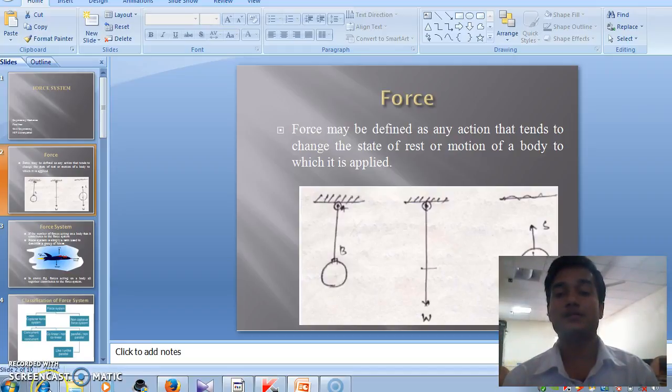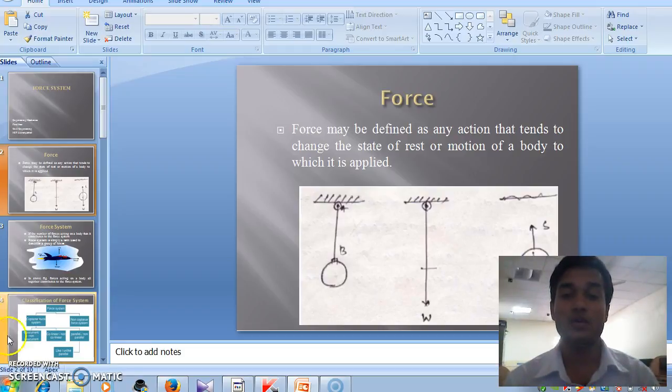If we consider a body that is in a state of rest, and a force is applied, then this action of force will tend to take that body into motion. While if we consider another body that is in motion, and a force is applied to it, then this force will try to retard the motion of the body. So these are the two types of action that are caused by force.